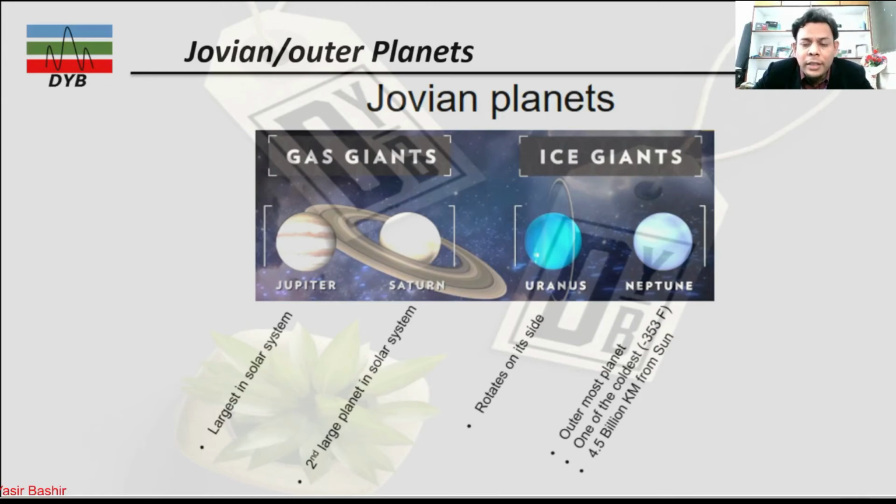And the distance of this planet from the Sun is actually 4.5 billion kilometers. So when you go far away from the Sun, obviously the heat reaching the planet will be less. So that's why it has become one of the colder planets of the solar system.